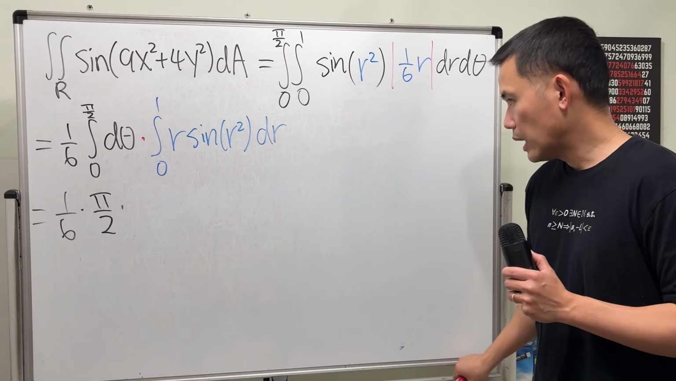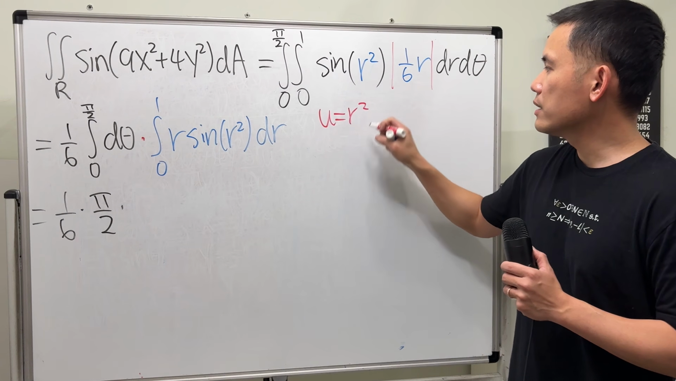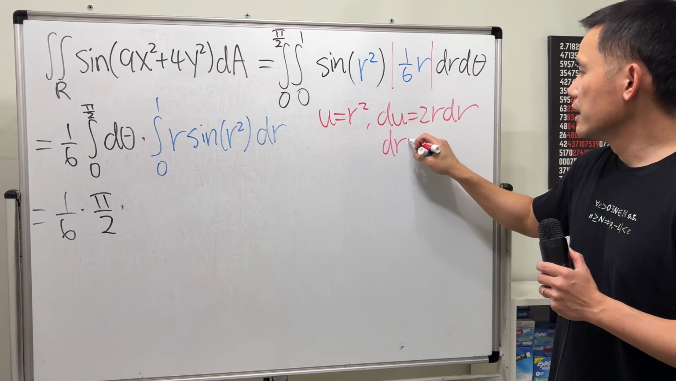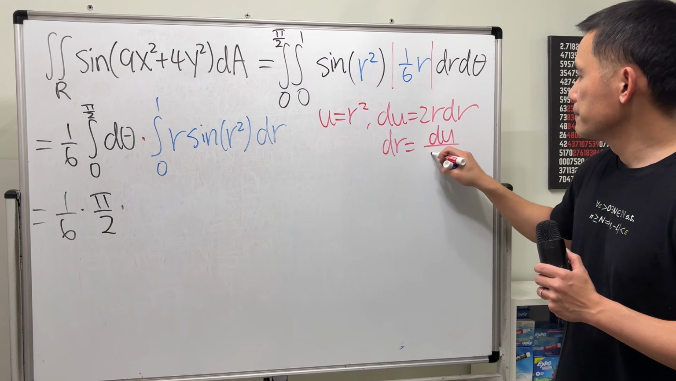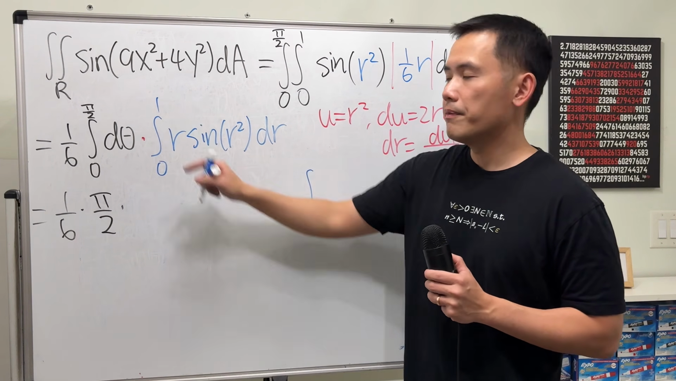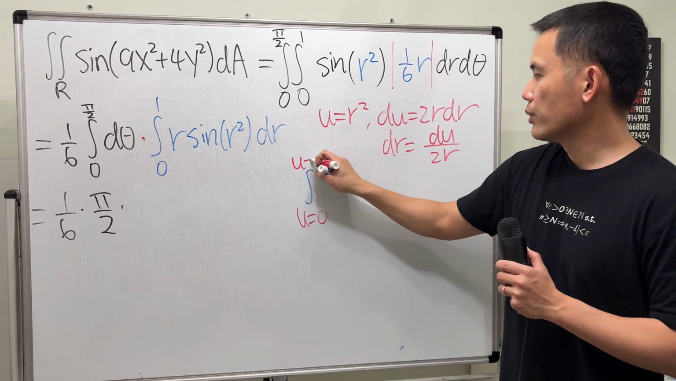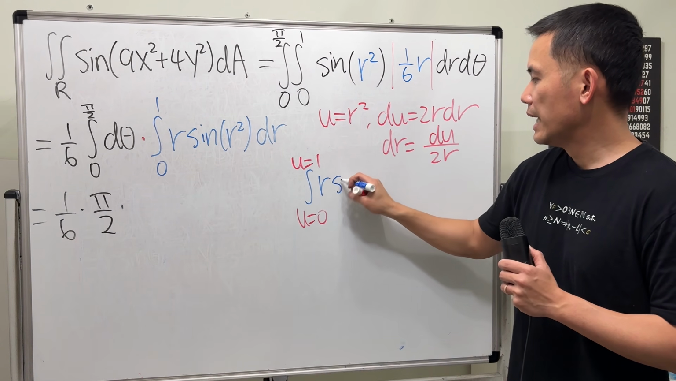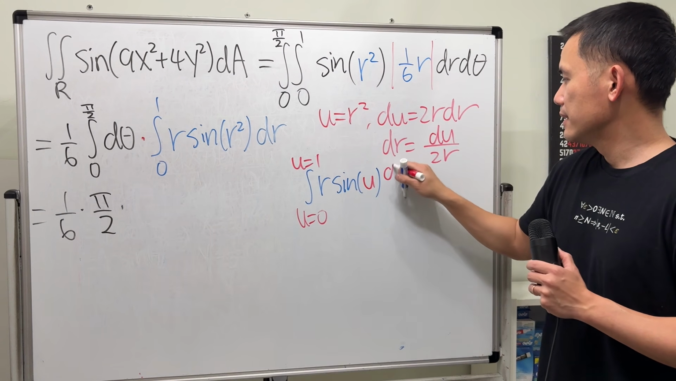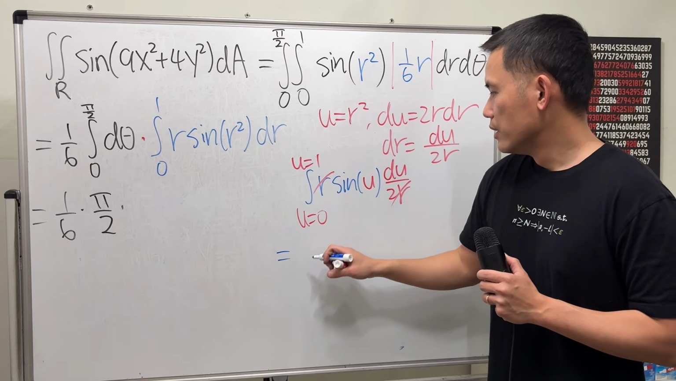Now, for this integral, I will just do this on the side for you guys. Do a u sub, let u equal r squared. Then we see du is equal to 2r dr, and then dr equals du over 2r. Now take this integral to the u world. R goes from 0 to 1. If you put 0 in here, we get u is equal to 0. If you put 1 in here, u is equal to 1. And then we have the r, sine of r squared, which is the u, and dr is this. As you can see, r and r cancel. So 1/2.